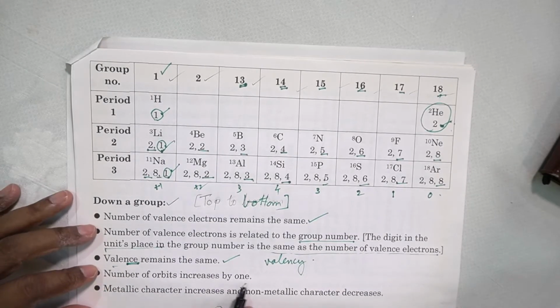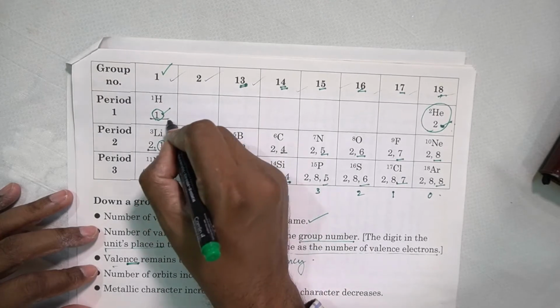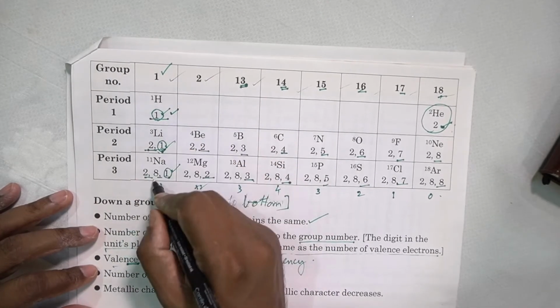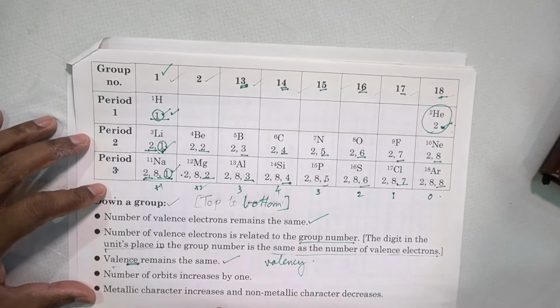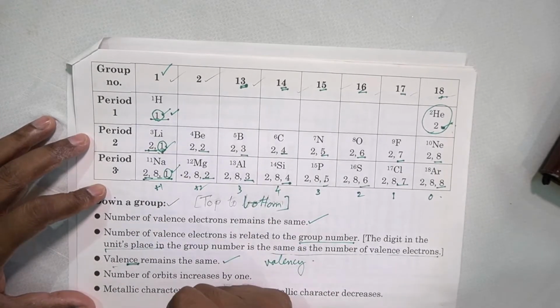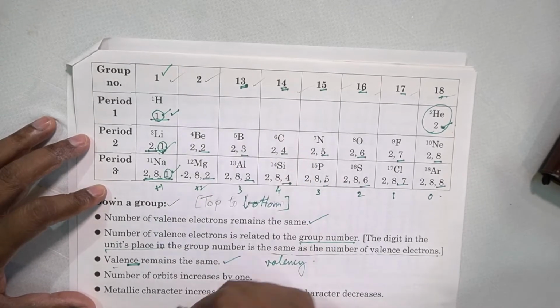The number of orbits increases by 1. As you move down, the first one has 1 orbit, second has 2 orbits, then 3 orbits. So period 3, period 4, 5, 6, as you go down. When you reach the 7th period, there will be 7 orbits. The number of orbits increases as you go down.